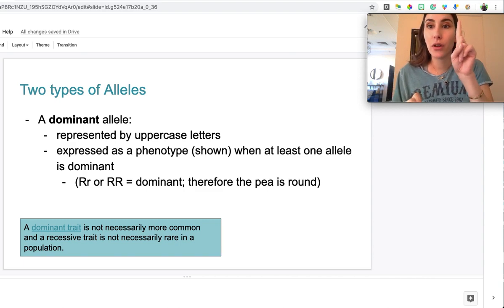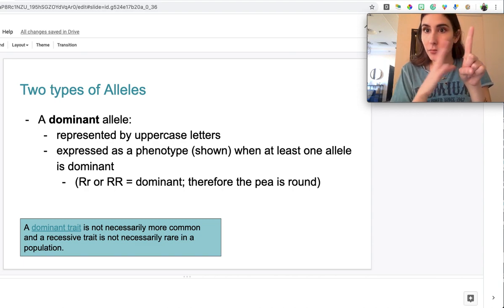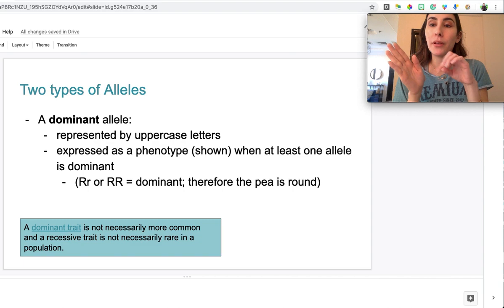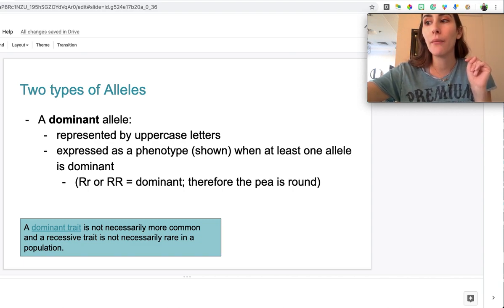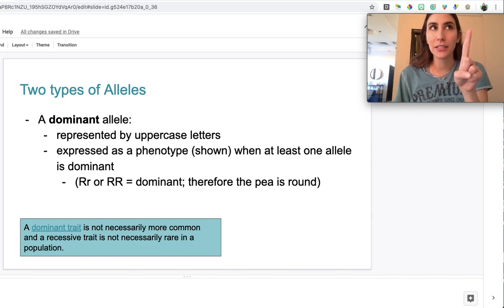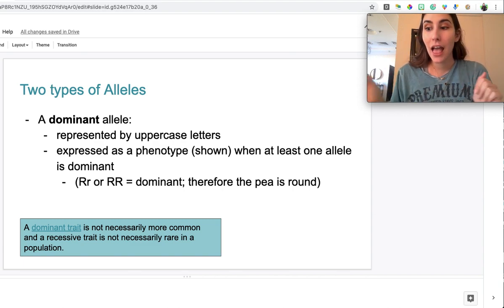If one of them is capital B, meaning brown, but the other one came from mom and she had green eyes, then it's not going to be capital B. To distinguish it, I'm going to make it a lowercase b. So now I have one dominant allele and one recessive allele. And as long as I have one dominant allele present, that is the trait that's going to show.